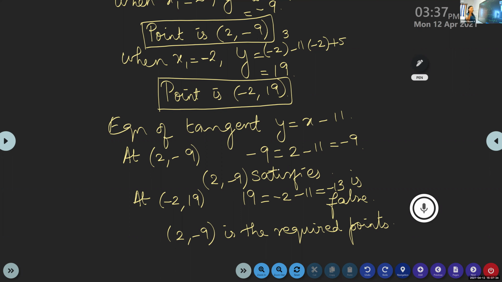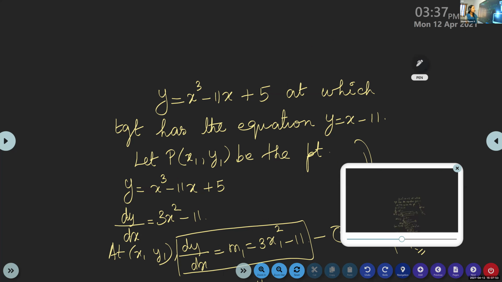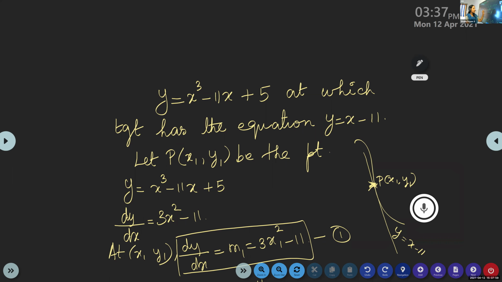See, once I'll repeat it, go through it. This is an important question. Mark it important. This is an important board exam question. Read the question again. What is given here? Find the point on the curve. We have to find a point on the curve at which the tangent has the equation.